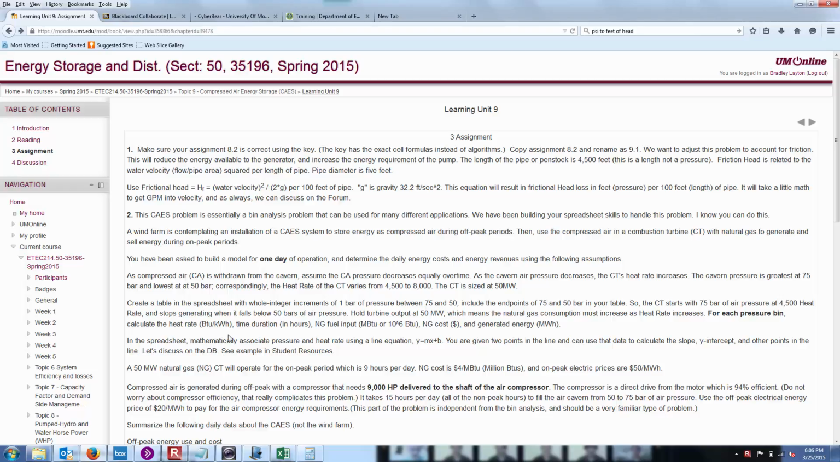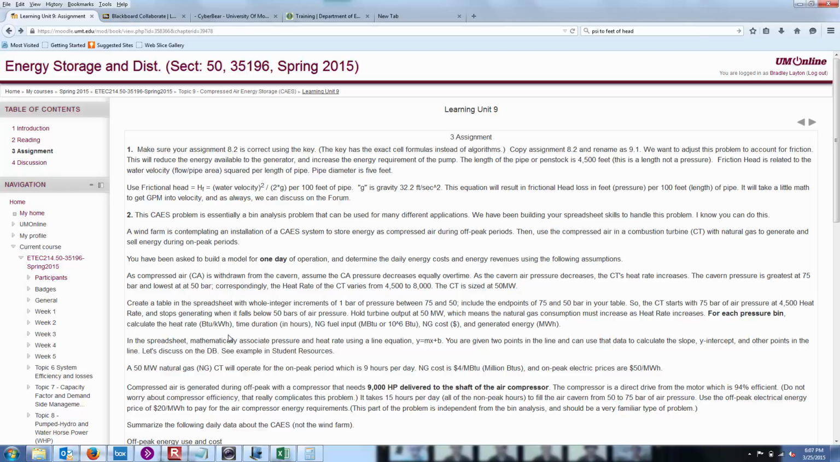A wind farm is contemplating an installation of a combined compressed air energy system to store energy. Air is compressed during off-peak hours, then the compressed air is used in a combustion turbine with natural gas to sell energy during on-peak hours. You've been asked to build a model for 1 day and determine the daily energy costs and energy revenues using the following assumptions. As compressed air is withdrawn from the cavern, assume the pressure decreases equally over time.